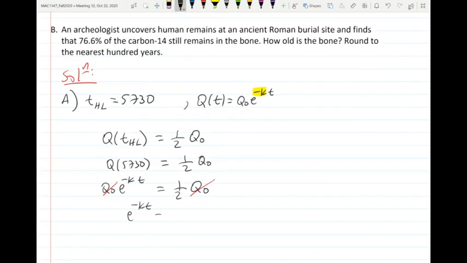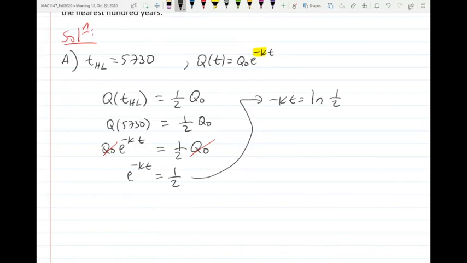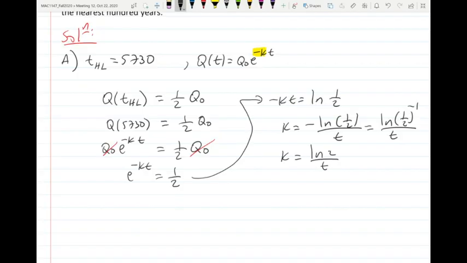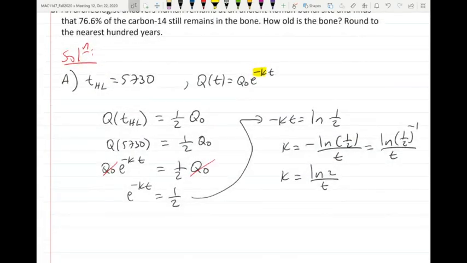So we have e to the negative kt equals 1/2. From here we get minus kt is ln of 1/2. So k is going to be minus ln of 1/2 over t. Remember ln of 1/2, so we can bring the minus in. This is going to be ln of 1/2 to the negative 1 over t using the properties. So this is just ln of 2 over t. Their k is a positive version of our k. In this example, because they put the minus, that's why we're getting a positive k, because the minus is already there.